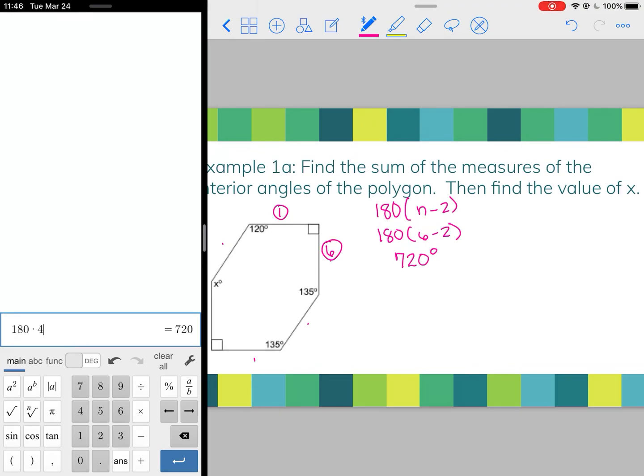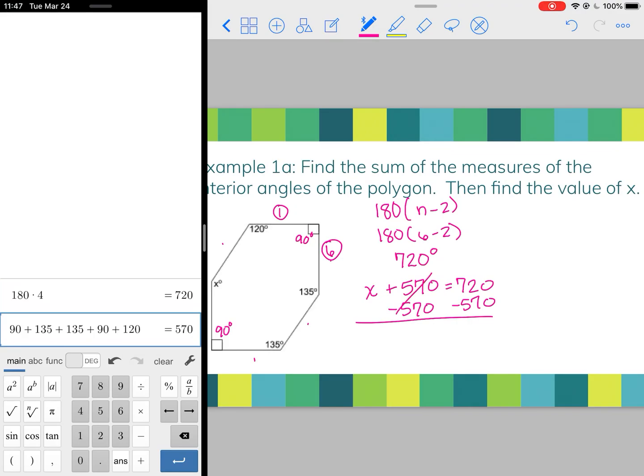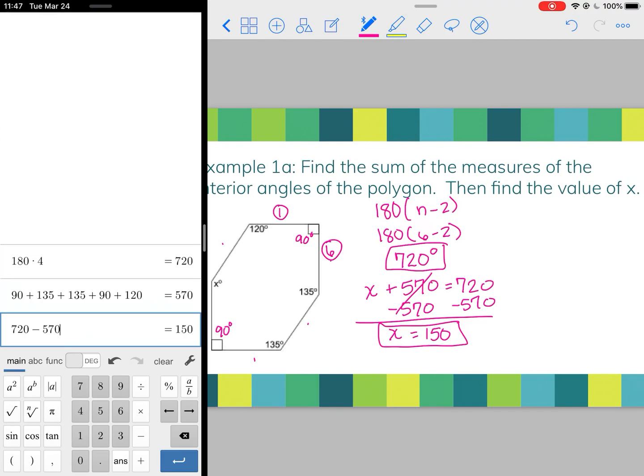I need to add up these angle measures here. I have two 90-degree angles. I'm going to go around and add up each angle. So 90 plus 135 plus 135 plus 90 plus 120 is going to be 570. For the interior angles of this hexagon, that's going to be x for that sixth angle, so x plus 570 equals 720. Now subtract 570 from both sides. I'm going to do 720 minus 570, and I get 150. So the value of x here is 150. The interior angle sum was 720, and the value of x was 150.